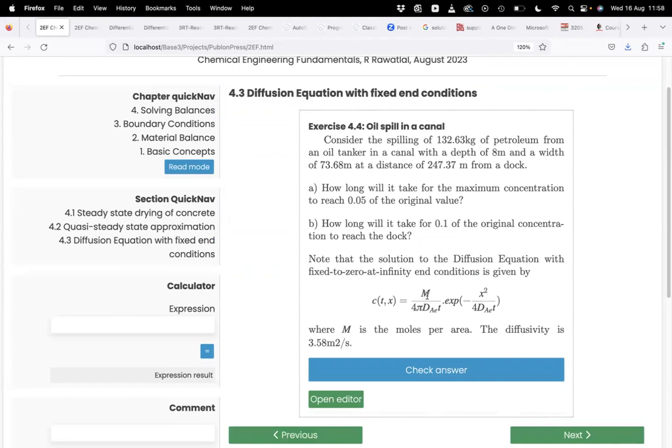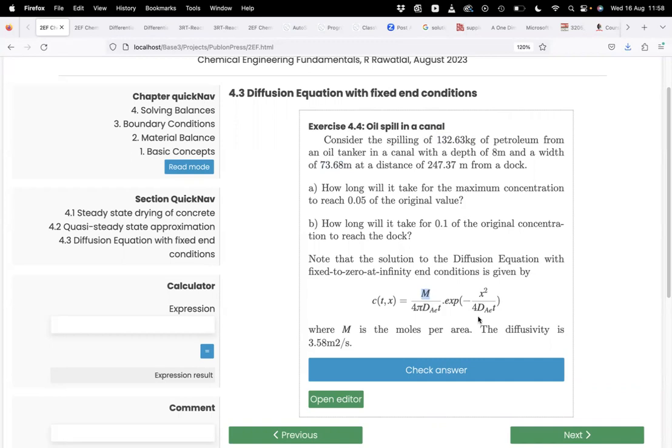You'll see this new variable m. So this is the area density of the mass that was spilled. So the mass that was spilled is this much, so 132 kilograms. And the area over which it was spilled was 8 meters by 74 meters. So 132 divided by 8 times 74, that is your m. That's how you calculate m.